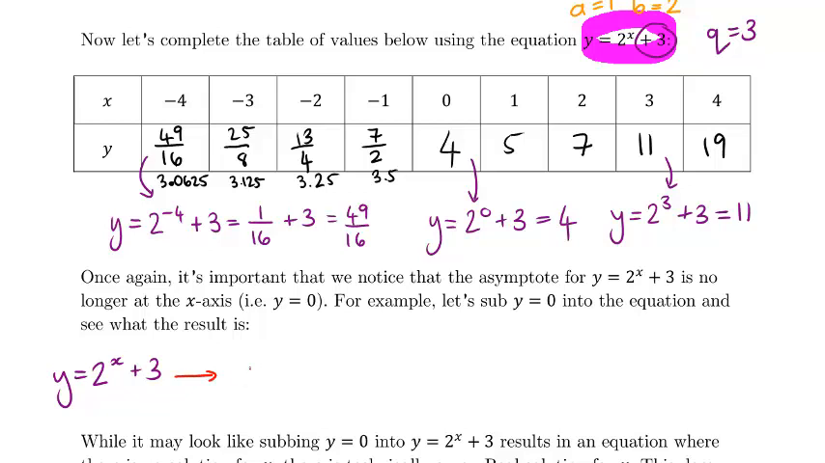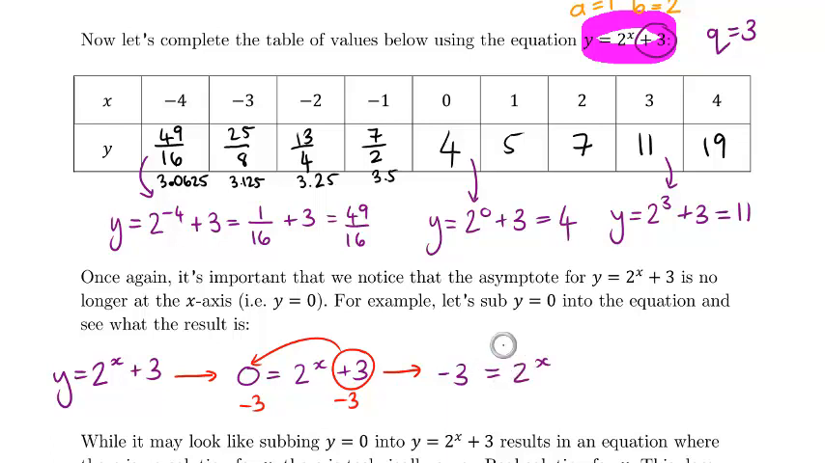So we would now have 0 is equal to 2 to the x plus 3. In an attempt to get 2 to the x by its lonesome on one side, I would take plus 3 over to the other side. It would become minus 3. In other words, I can think of it as though I'm minusing 3 from both sides. Either way, we end up with minus 3 is equal to 2 to the x.